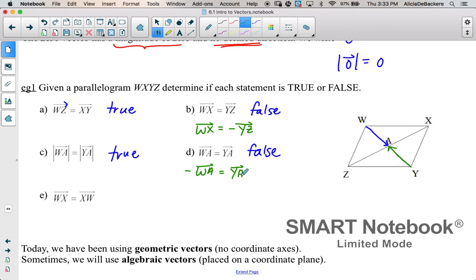Another way you could correct this statement instead is by switching the order of the letters so that the arrow ends up on the W. So if I wanted to draw this vector here, I would say this is A to W. And then I could write that AW is equal to YA. These are equal vectors.